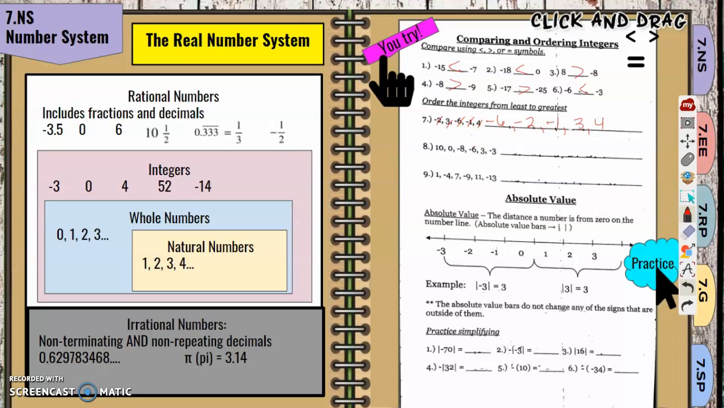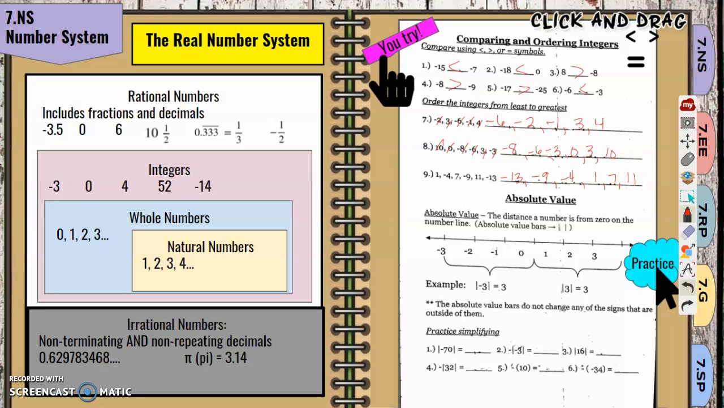For number 8, our smallest number is negative 8. Then we have negative 6, negative 3, 0, 3, and 10. And for our last one, the smallest number is negative 13, negative 9, negative 4, 1, 7, and 11.